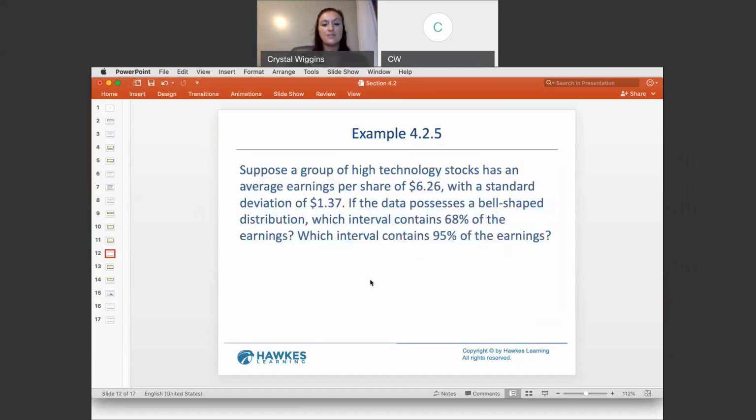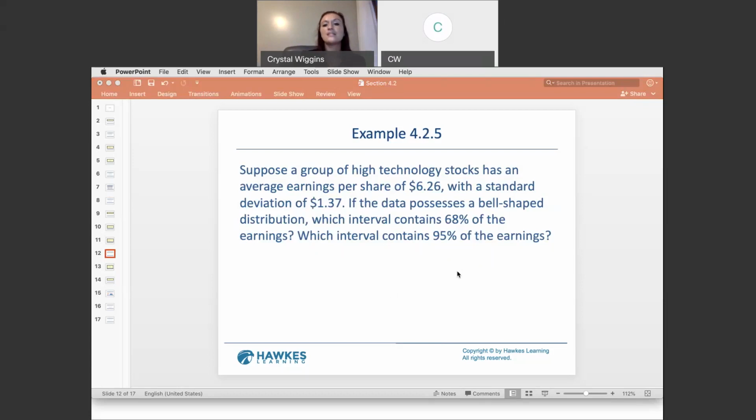So let's suppose a group of high technology stocks has an average earnings per share of $6.26 with a standard deviation of $1.37. If the data possesses a bell-shaped distribution, which is another way of saying symmetric, which is another way of saying normally distributed, which interval contains 68% of the earnings? Which interval contains 95%? Okay, let's talk about this.